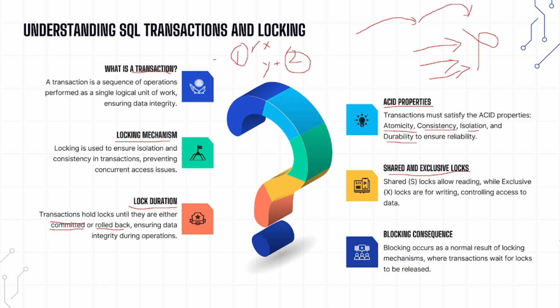And in rollback, if any operation within the transaction fails or if the transaction is explicitly cancelled, the transaction is rolled back and all the changes are undone. This ensures that the database remains in a consistent state, even if errors occur. Understanding the lock duration is key to preventing problems.